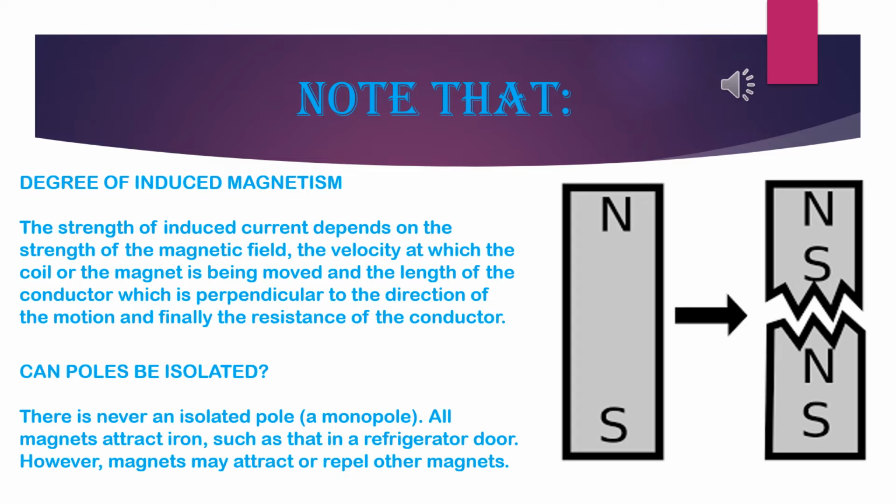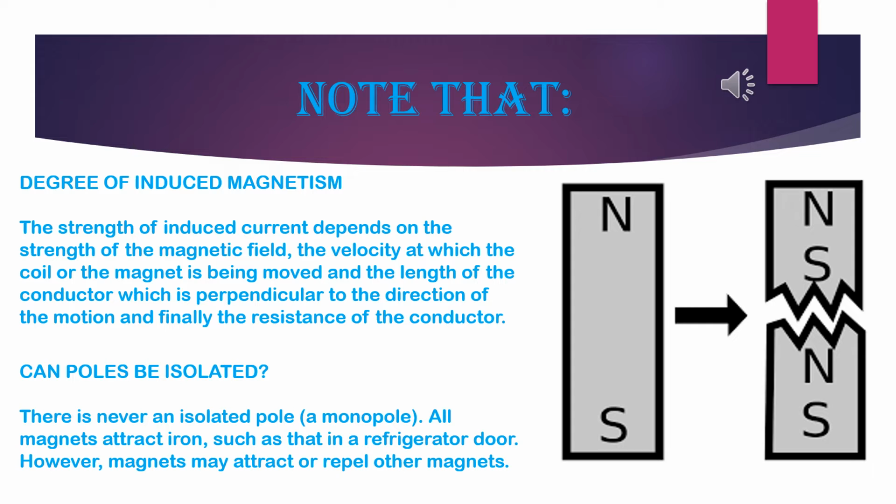Point number 3, the pole strength of the inducing magnet. Greater the pole strength of the inducing magnet, larger is the magnetism induced. Number 4, the nature of the medium in which the inducing magnet and magnetic substances are placed. If the intervening medium is glass or wood instead of air, less magnetism would be induced.